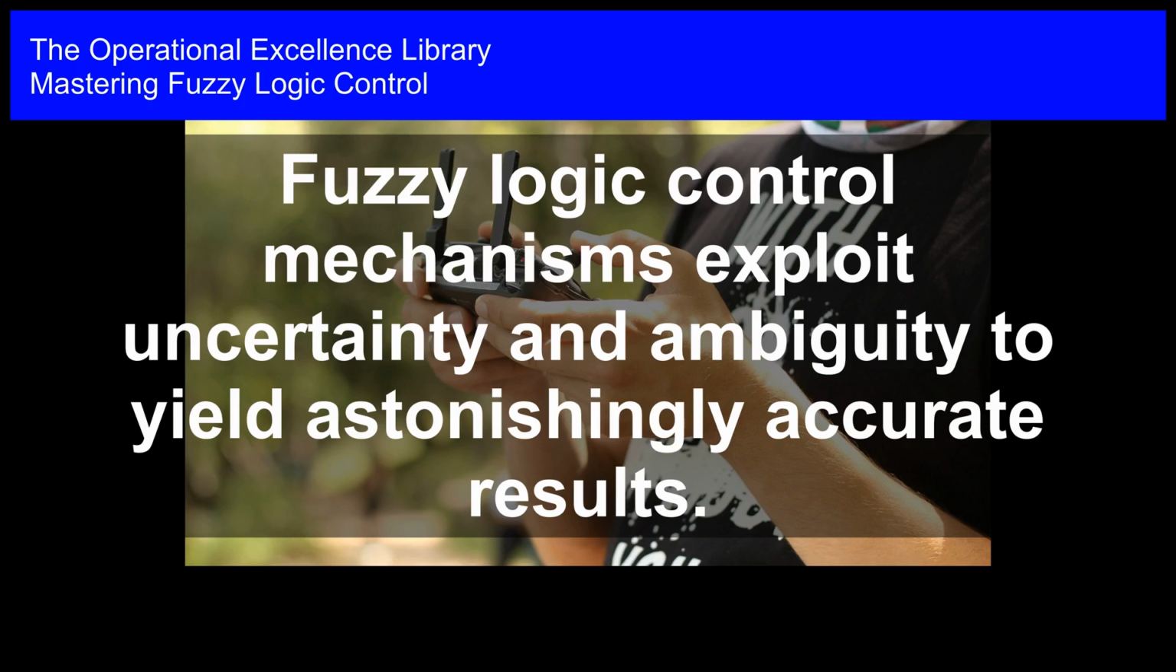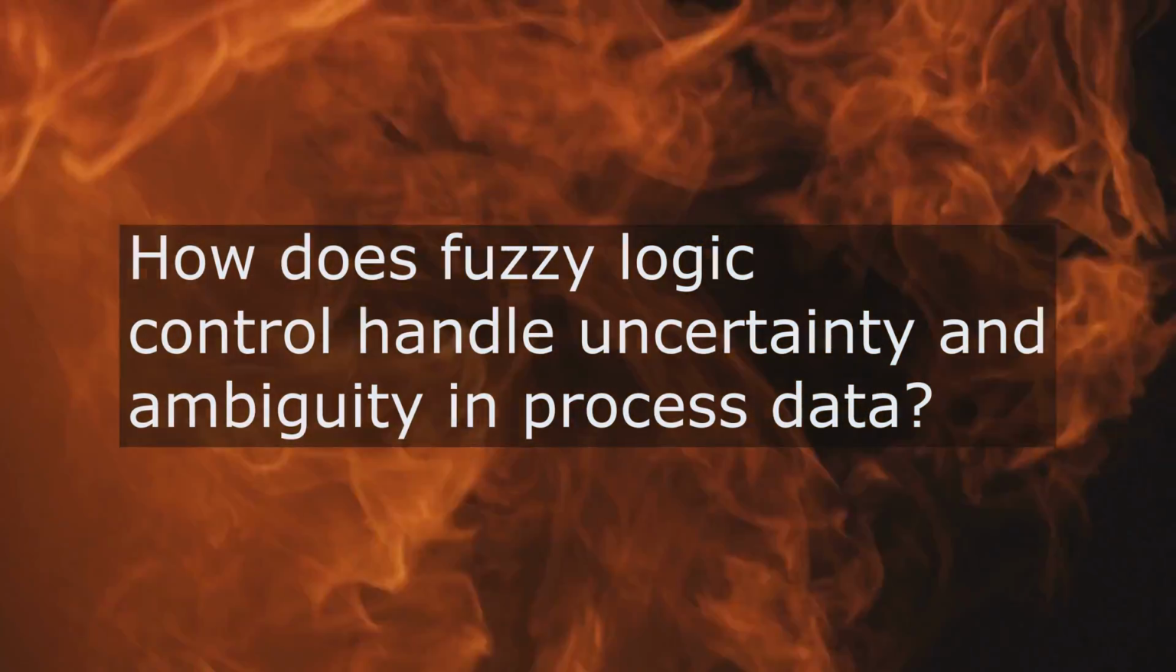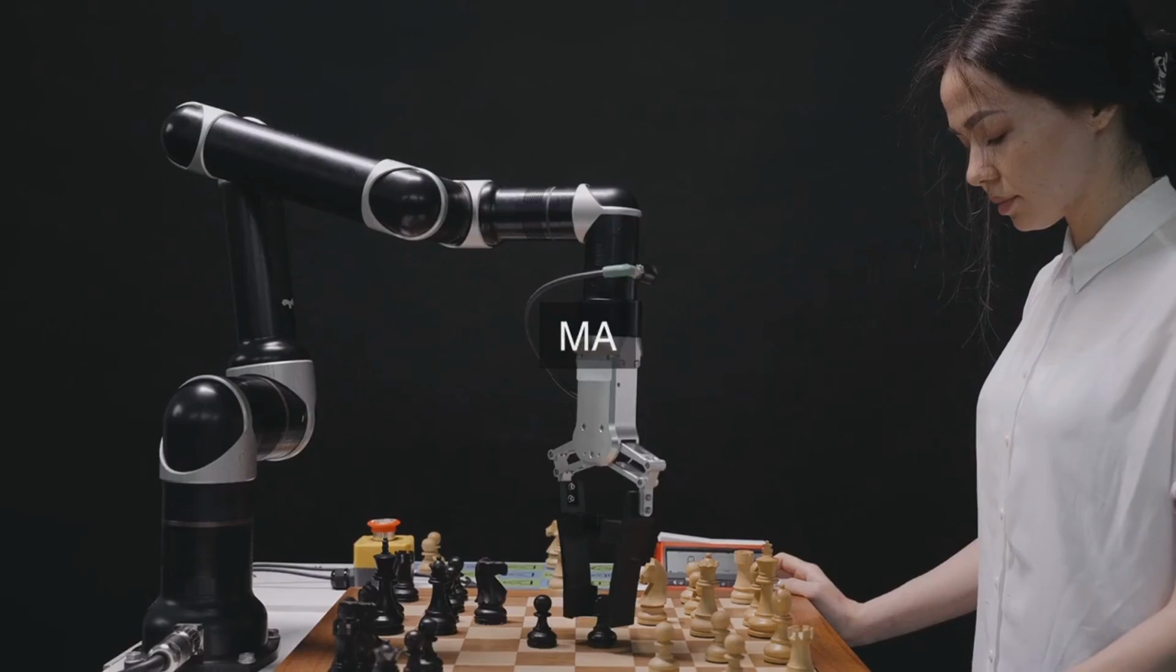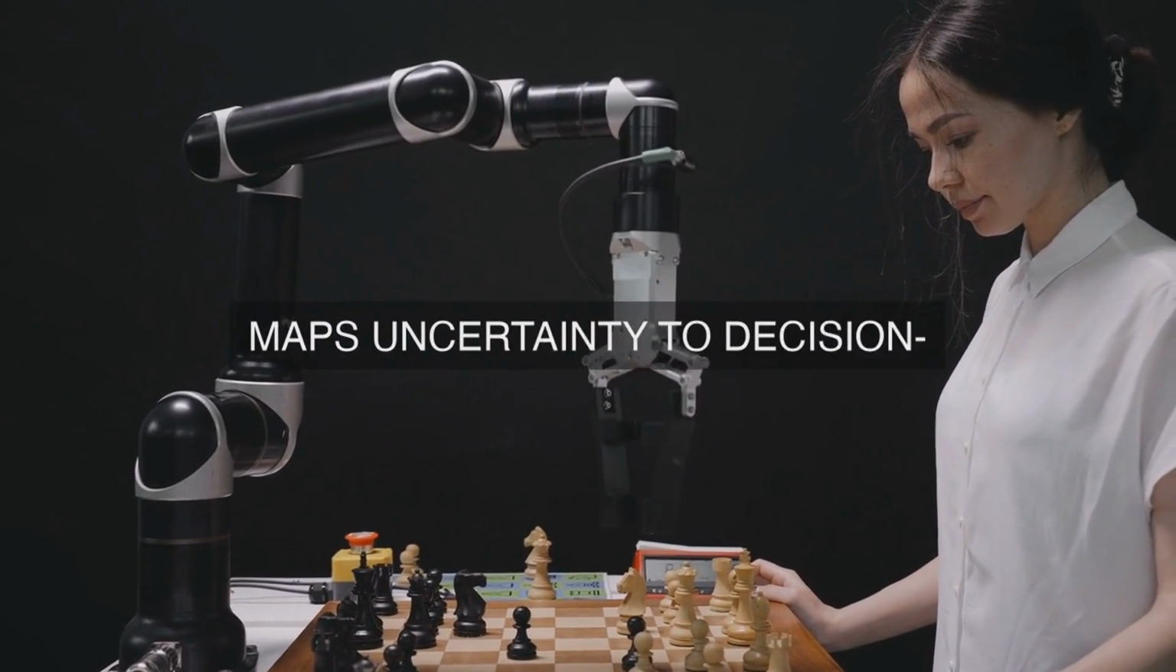Mastering fuzzy logic control. Fuzzy logic control mechanisms exploit uncertainty and ambiguity to yield astonishingly accurate results. What mechanisms does fuzzy logic control employ to effectively address and mitigate the impact of uncertainty and ambiguity that arise from inherent inaccuracies and vagueness in process data?